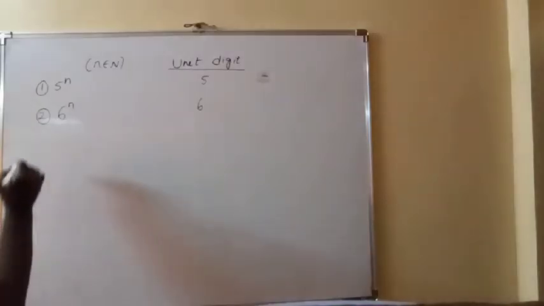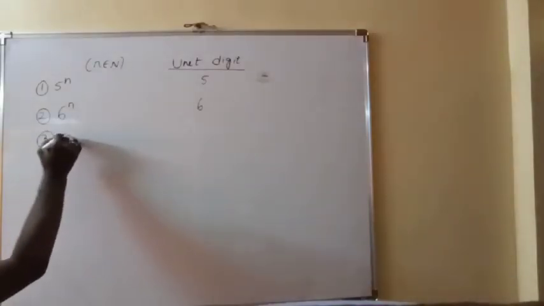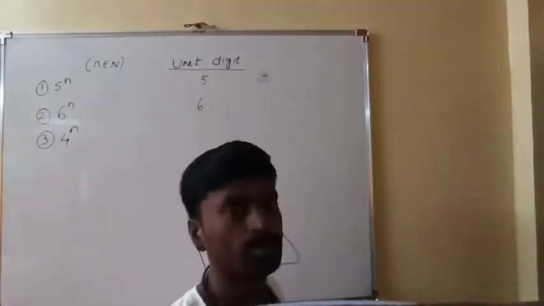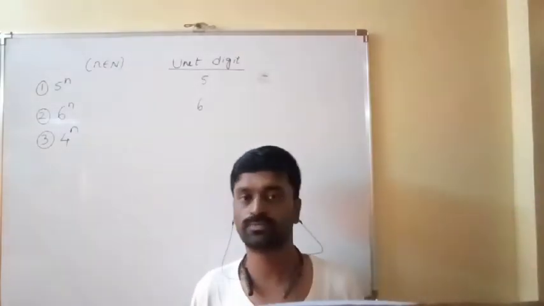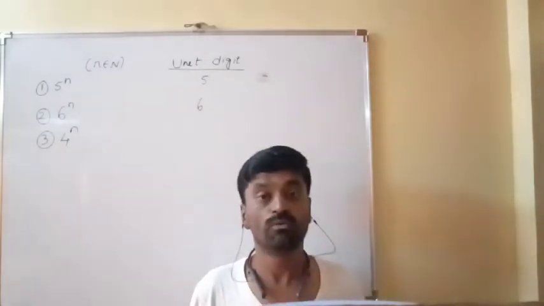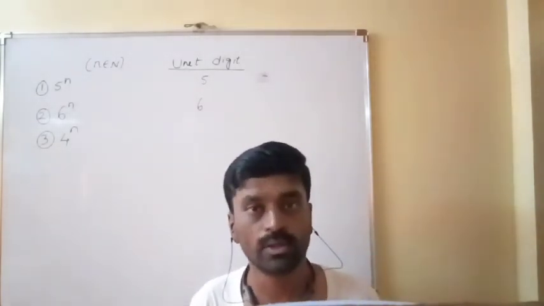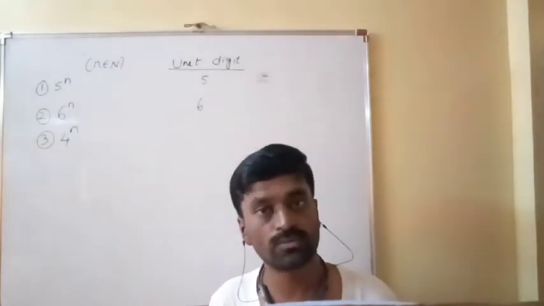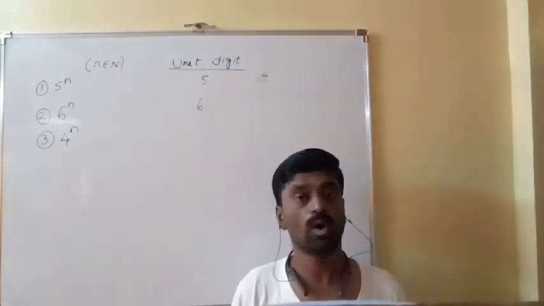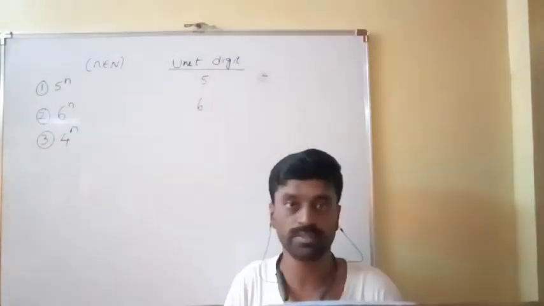Okay. Next, you consider 4. 4 power n. What is the 4 power 1? 4. Unit digit is 4. 4 square, 16. Unit digit is 6. 4 cube, 64. Again, unit digit is 4. 4 power 4, 256. Again, unit digit is what? 6. That means what you observed from this sequence.